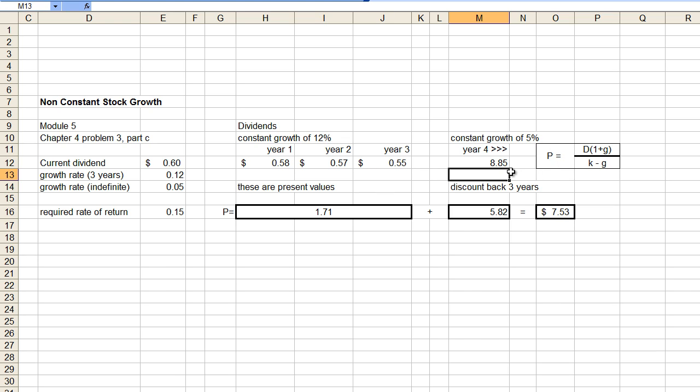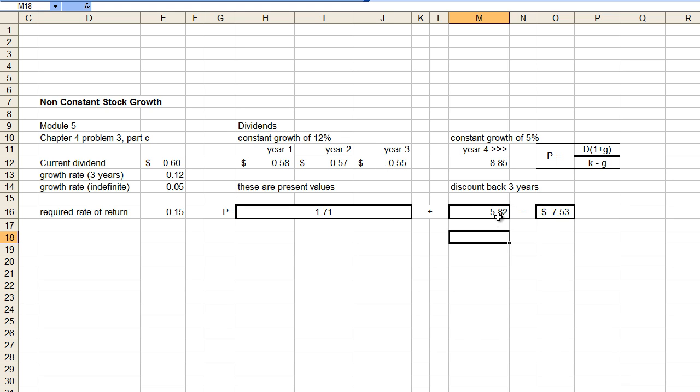But that's not a present value, so we need to discount that back 3 years because we want to go all the way back here to year zero. So what we'll do is we'll take that figure, the $8.85, and discount it back. Now I've done that here in this cell. Double click there. I've taken $8.85 and divided that by the discount rate to the power of 3, which gives me $5.82. Now this is a present value, or these here, or this is the sum of these three present values.